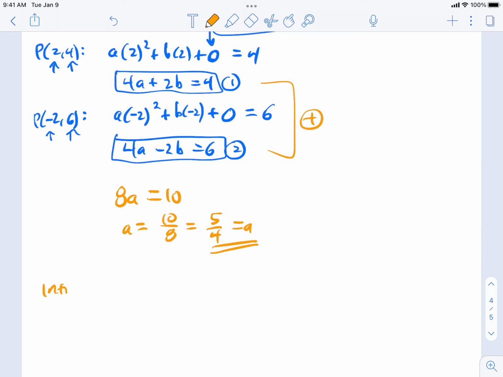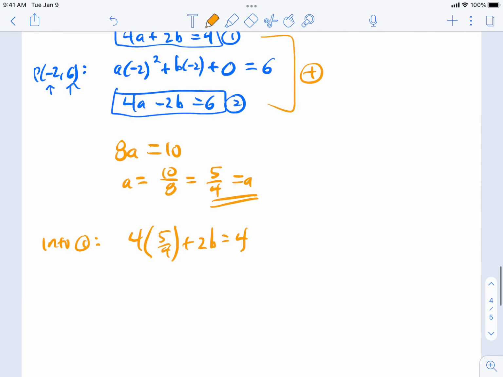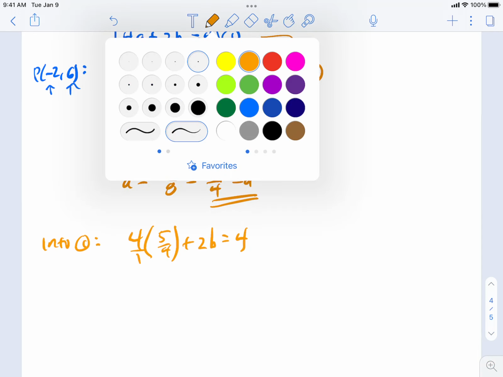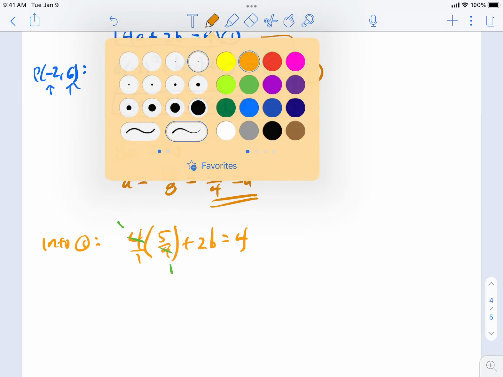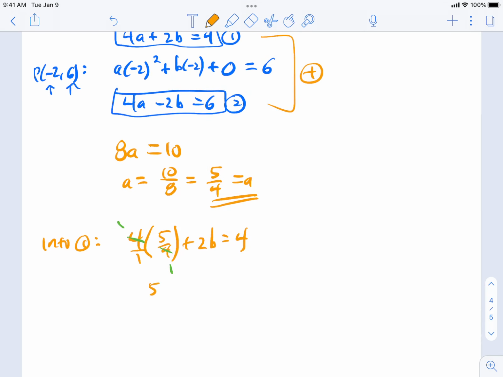Plug that into equation 1 to get b. So 4 times the a, which is 5/4, plus 2b equals 4. Okay, so remember how you multiply a whole number by a fraction. This is like 4 over 1. Remember that thing also about how, when multiplying, you're allowed to do this cross-canceling stuff. Only when multiplying, but we're multiplying, so we're allowed to do that. So 1 times 5 is 5 over 1, which is meaningless. So 5 plus 2b equals 4. So 2b equals negative 1. B equals negative 1/2. And so now we can write our final answer.